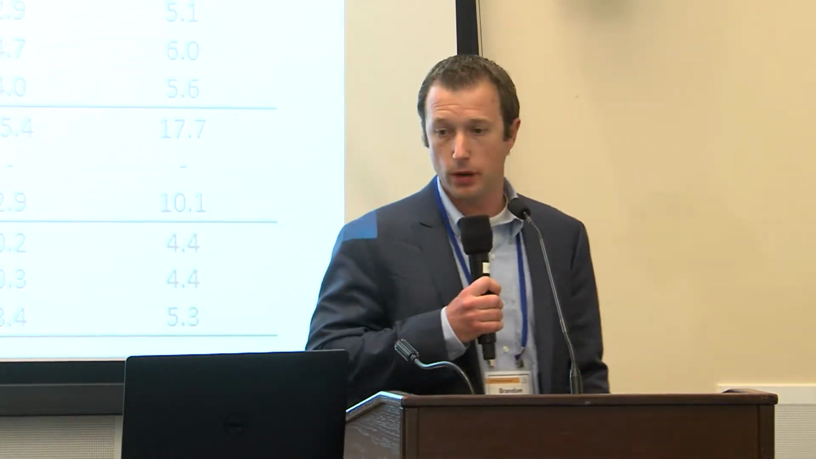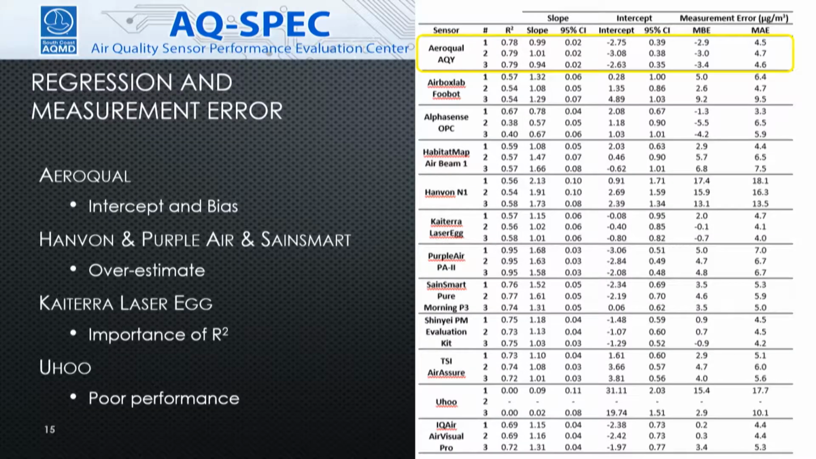So jumping into some of these results, this is also a large plot with a lot of data. We'll look at it one by one, or just get some of the highlights. We'll start off on the top with the yellow one, the AirQual AQY. You can see it has a decent R-square, greater than 0.75, the slope is close to 1, and it has an intercept offset, and that offset is very close to our mean bias error. So that's something that could potentially be corrected with a zero offset, or by correcting for that intercept.